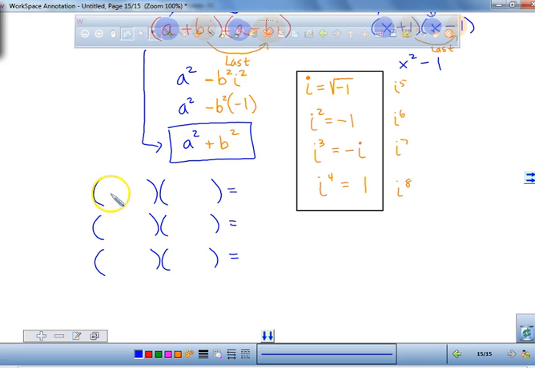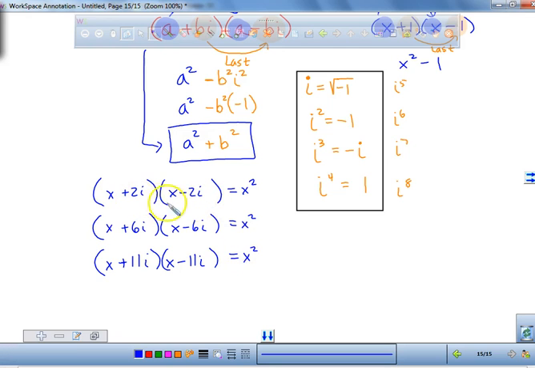Now, what I'm going to do is I'm going to do x plus 2i and x minus 2i. I'm going to do x plus 6i and x minus 6i. And last one, let's do x plus, we'll just say 11 and x minus 11. We know all of these are going to be in x squared. This is going to be in x squared. This is going to be in x squared.